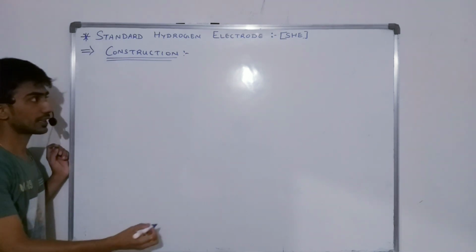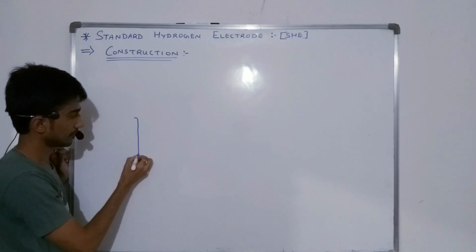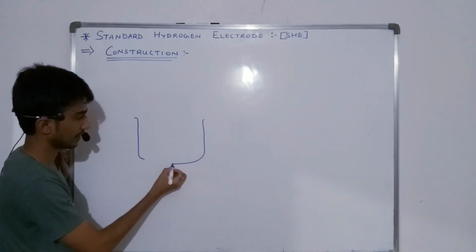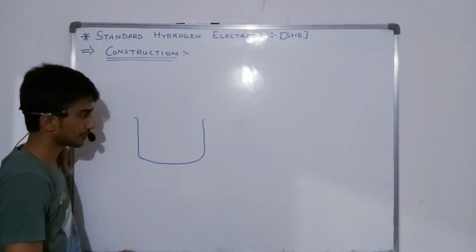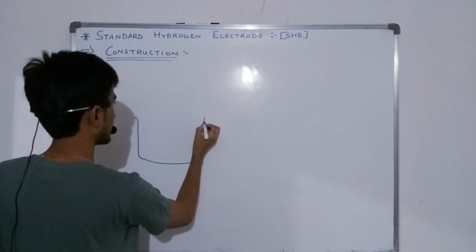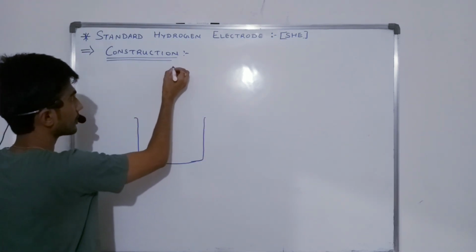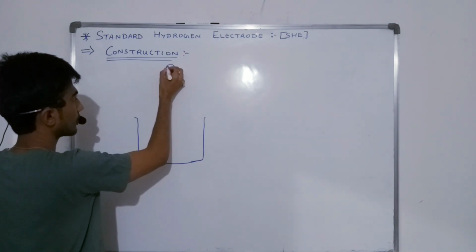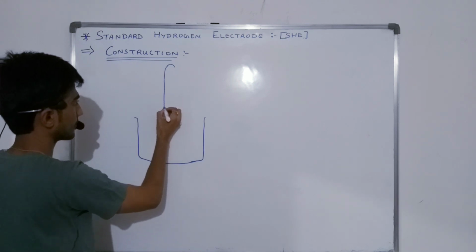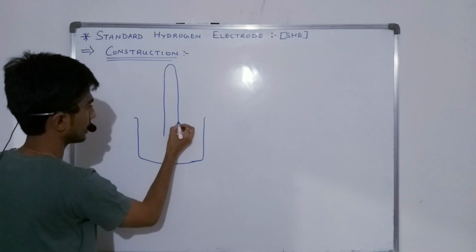In the construction of the standard hydrogen electrode, one beaker is taken. A vessel has to be given, it is chemistry, nothing works without a vessel. One beaker is taken. In that, let us immerse one glass jacket. One glass jacket is immersed in it.